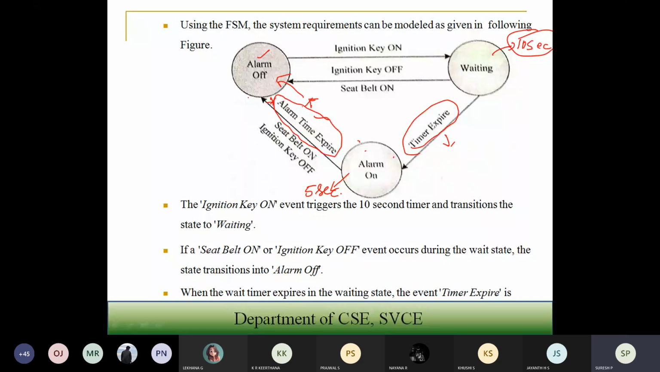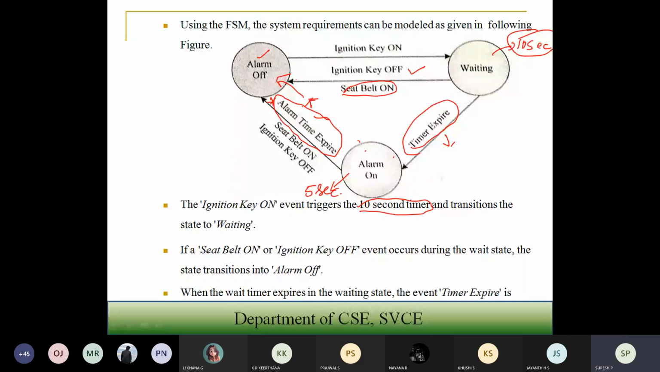So here you can see it. The ignition key on event triggers what? The 10-second timer, as I told you here. That is a transition to the waiting state. Now if the seatbelt on or ignition key off event occurs during the wait state, the state transitions into off state. So within this particular 10 seconds, if you put your seatbelt on, then also it will go to alarm off state, right? Or if you switch off your car, then also it should go to the alarm off state from the waiting state. This is what the state transition is telling.